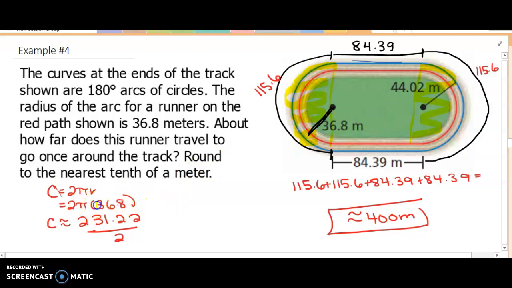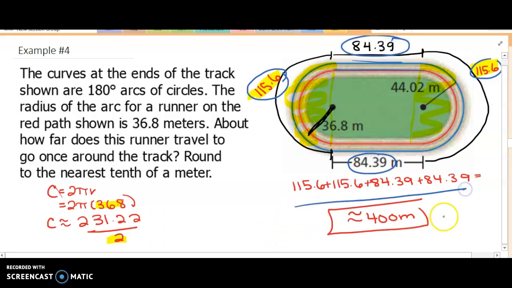So I plug in the radius, 36.8, and I get their circumference is 231.22. Notice this part on the left is half of the circumference, so I divided it by 2. The part on the right is half of the circumference, I divided by 2. So half of 231.22 is 115.6 and 115.6. To find the length of this entire track, I add this plus this, and then these straights here, it tells us 84.39. So I add all those up, and you should get roughly 400 meters.